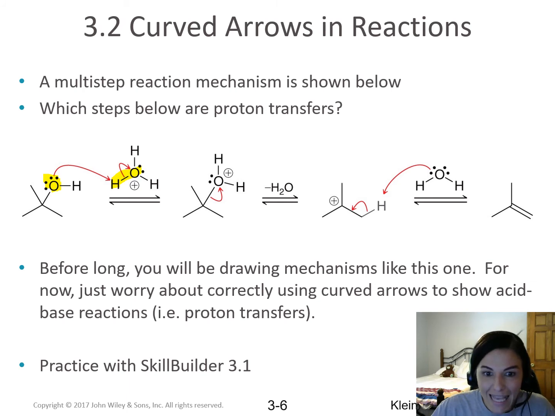In my second step, I only see one arrow. It looks like the electrons from this carbon-oxygen bond right here are being broken and just going with the oxygen. We're losing water. No protons are being transferred there, okay?